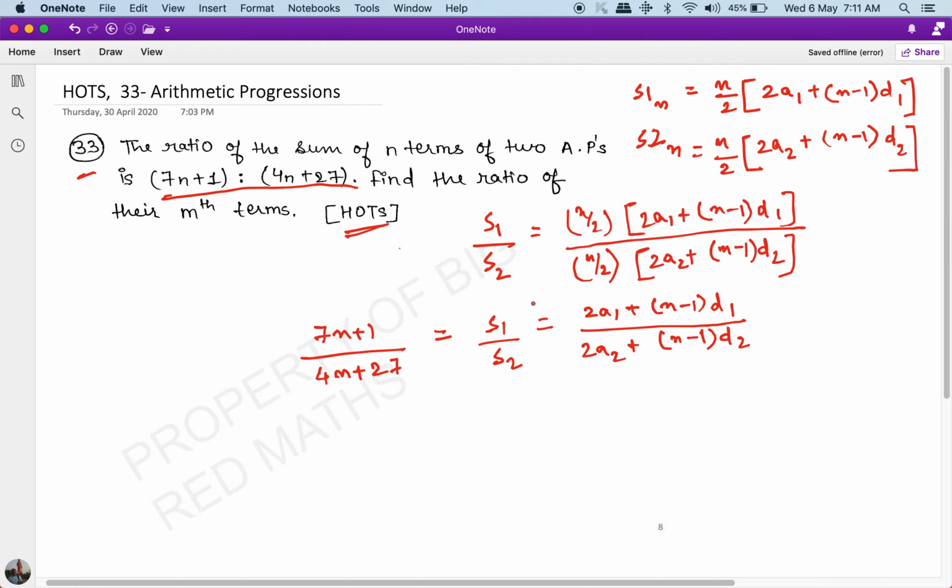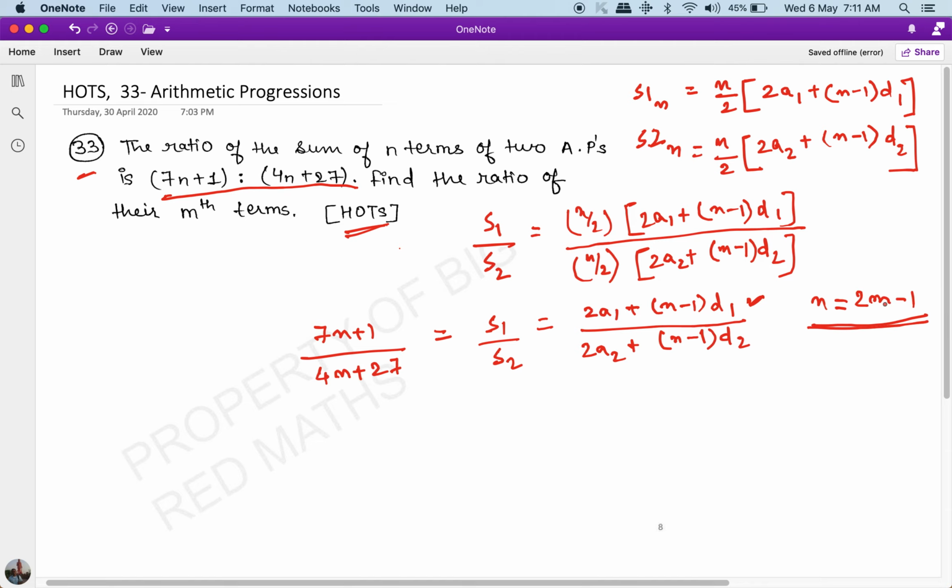If I just replace the value of n in this equation with 2m minus 1, firstly understand whether I can do that or not. I can, because I'm just modifying this equation in such a way that I get the formula of the mth term. Currently this ratio represents the ratio of the sum of the n terms. From here I want to go to the mth term formula, so I am just changing the value of n.